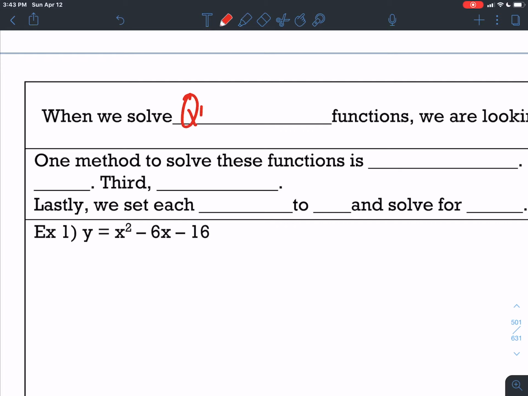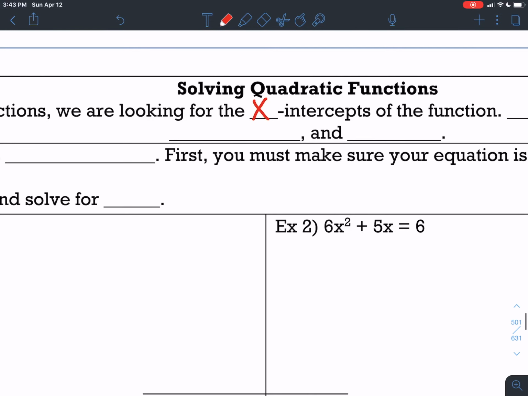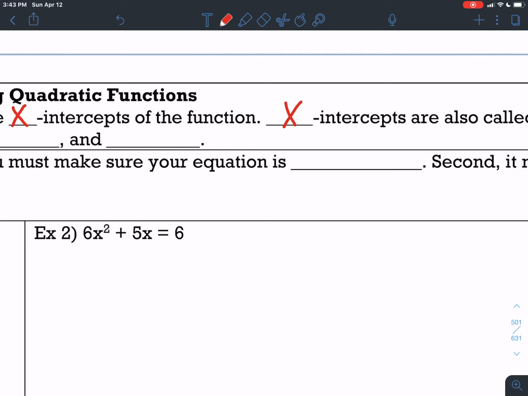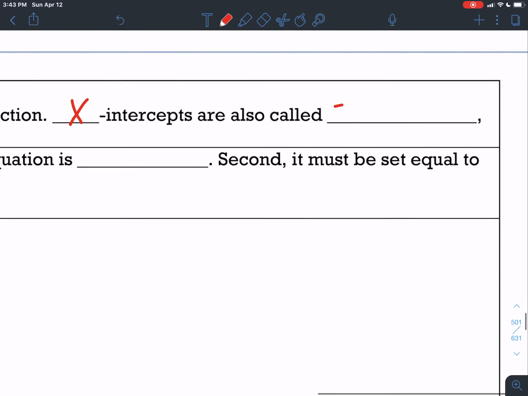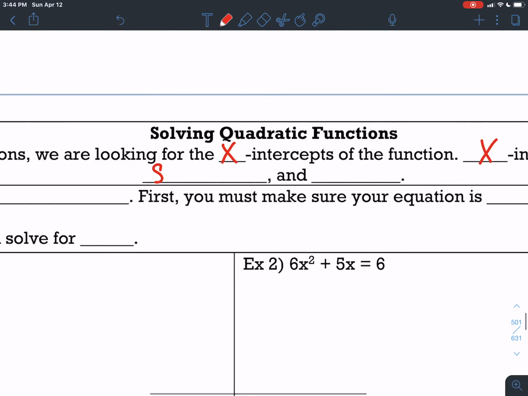When we solve quadratic functions, we are looking for the x-intercepts of the function. X-intercepts are also called zeros, solutions, and roots.